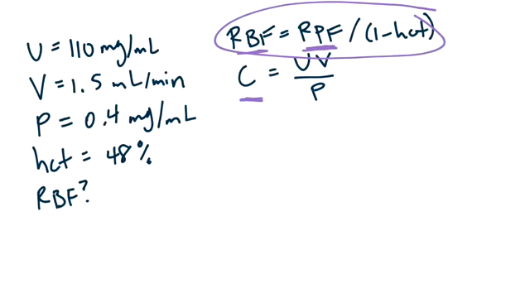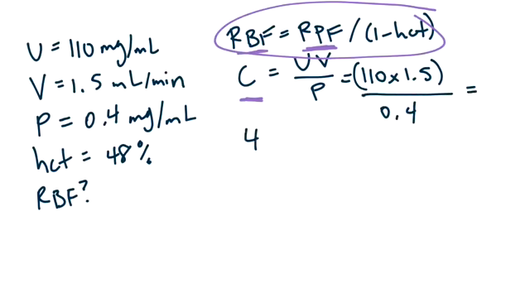Plugging these numbers in to solve for the clearance of PAH, we get 110 times 1.5 over 0.4, which equals 412.5.